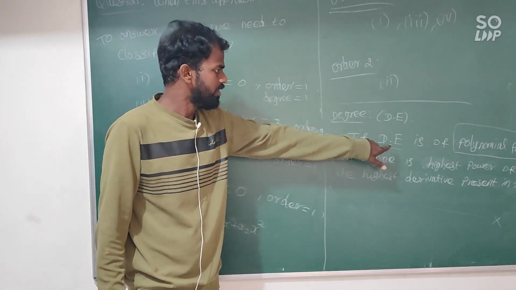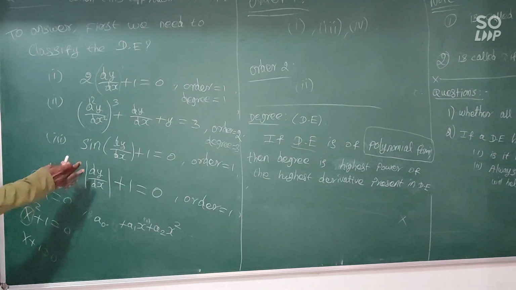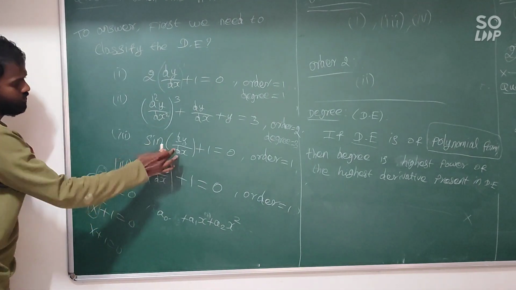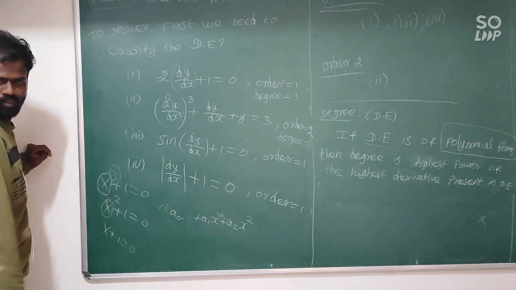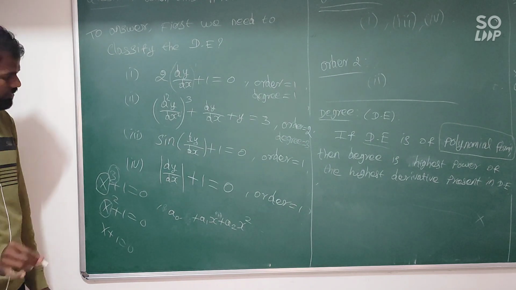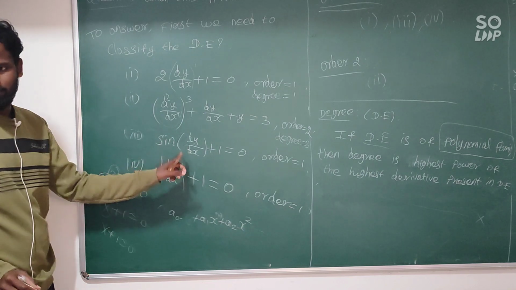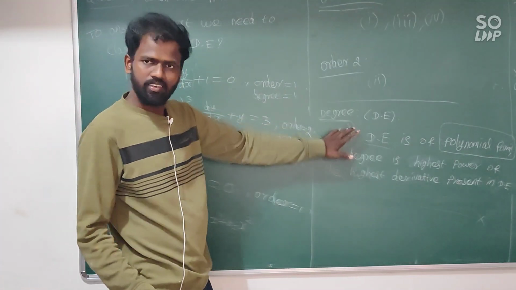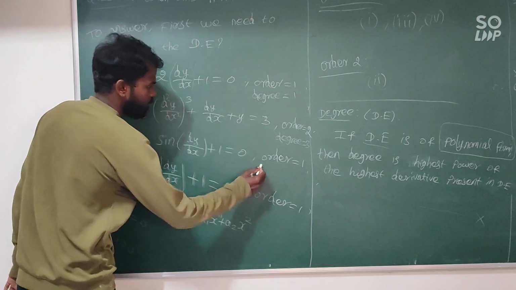What it says: if the differential equation is of polynomial form, it should be of the polynomial form, then you can say. Whether sine of x is of this form, sine x. Sine x is polynomial? No, it is a trigonometric function. Sine x, cos x, tan x, these are all trigonometric functions. So we cannot consider this as a polynomial. So here we didn't define anything, because our definition is valid only if the differential equation is of polynomial form. So that means here you have no degree.